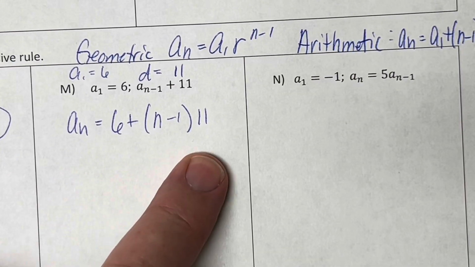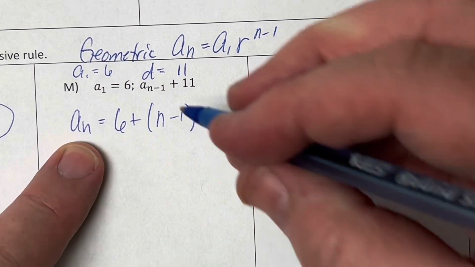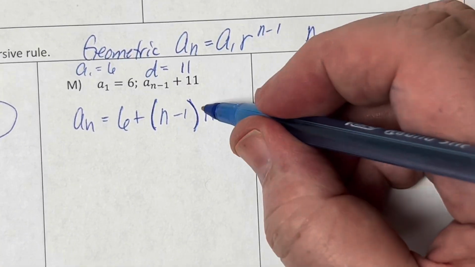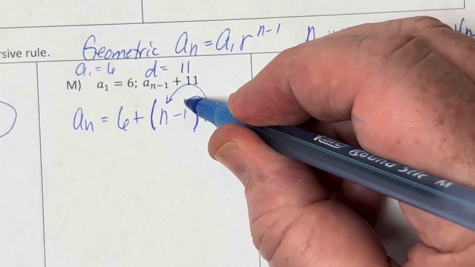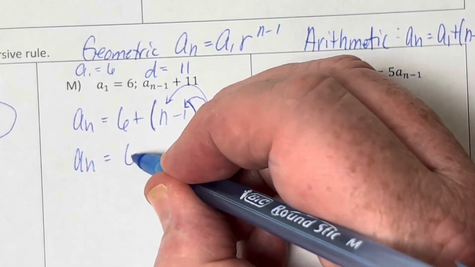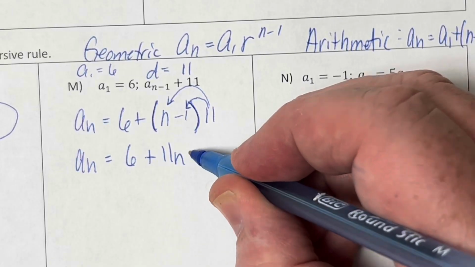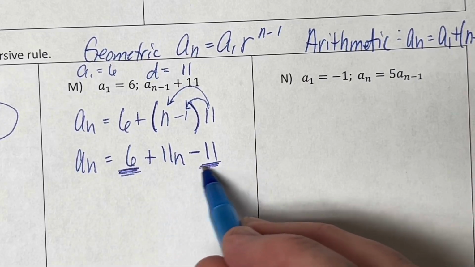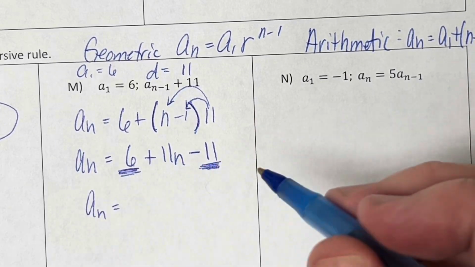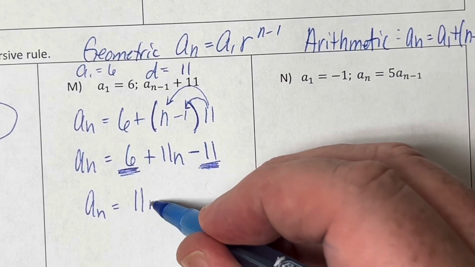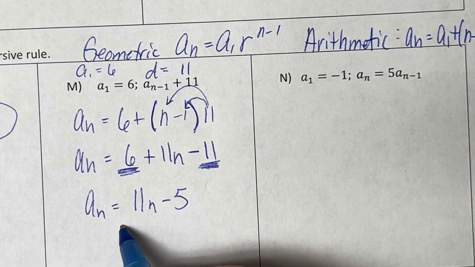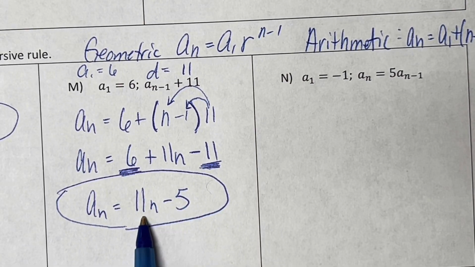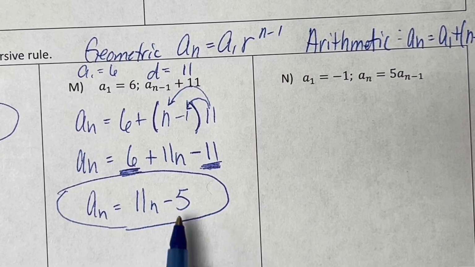Now, we can simplify this more. When we have parentheses in an equation, our equation is not simplified yet. So what you want to do is use the distributive property here. So that would give 6 plus 11n minus 11. And then we have like terms of a positive 6 and a negative 11. So when we combine like terms there, we end up with 11n minus 5 for our explicit rule. All right, whatever the term is, it's being multiplied by 11, and then we're subtracting 5 from it.